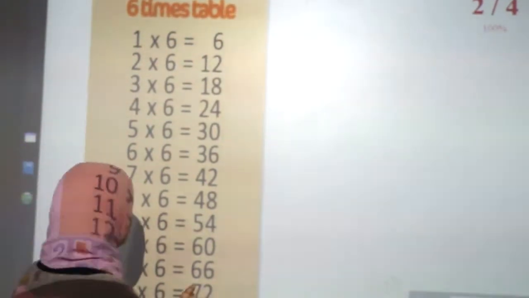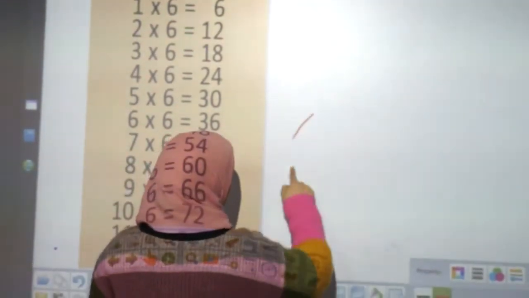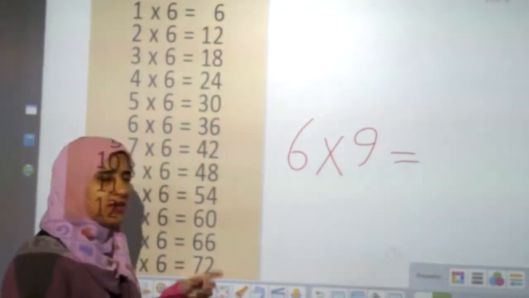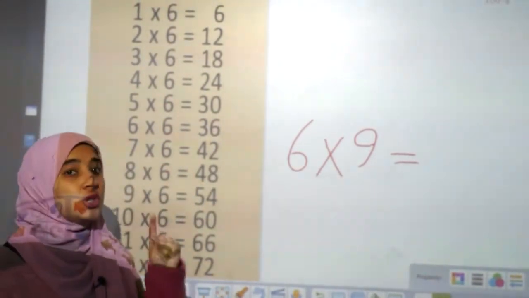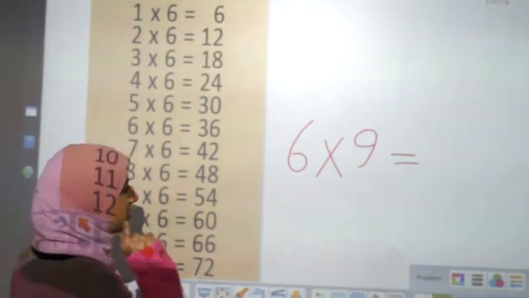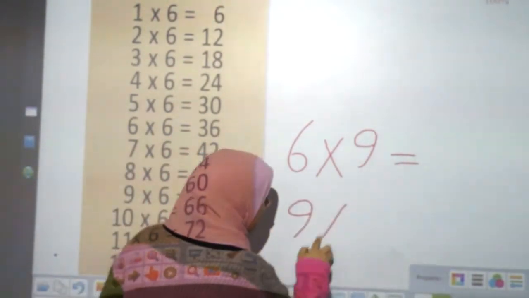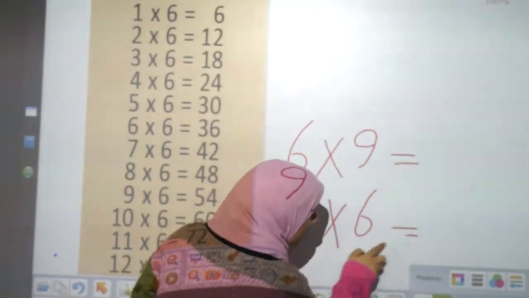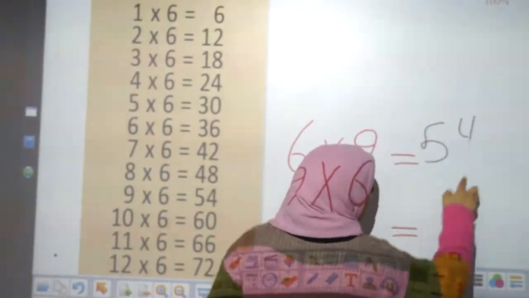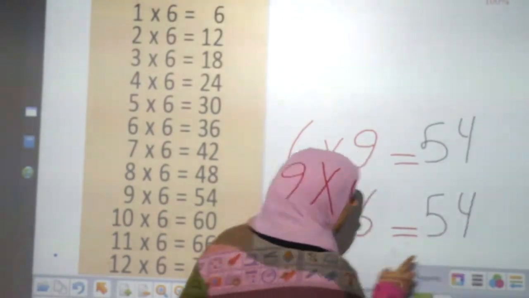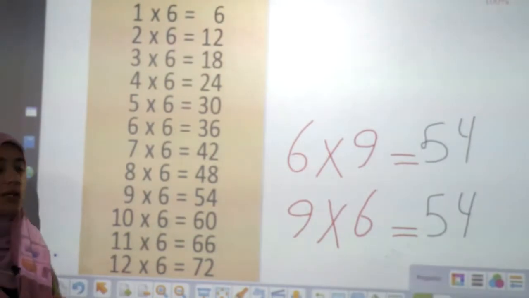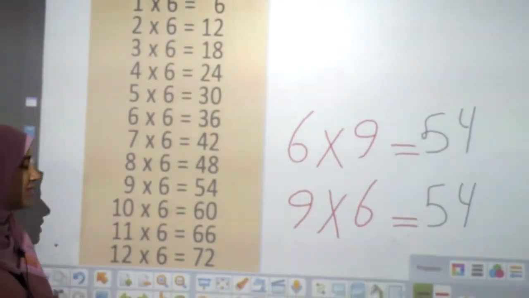If I write for you 6 times 9, this timetable 9, we don't take it. You take this in timetable 6. It's the same. 9 times 6 will be the same answer, 54. Okay, 10 times 6 equal 60.